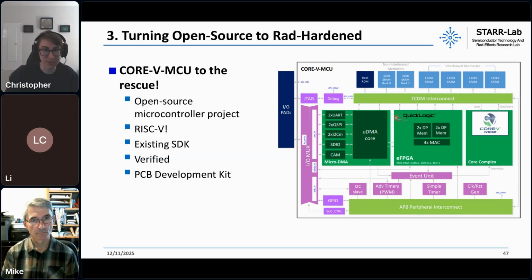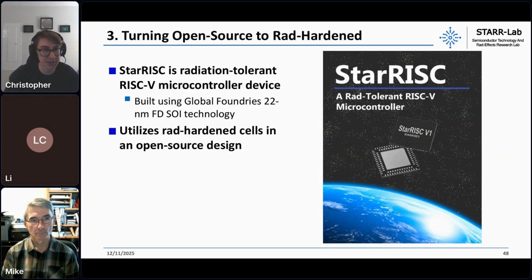Based on the CORE-V-MCU, we took the open source design, and what we built was what we ended up calling StarRISC, our radiation tolerant RISC-V microcontroller device that we taped out in the 22 nanometer FDSOI node. It utilizes all those hardened cells I was talking about before in an open source design.